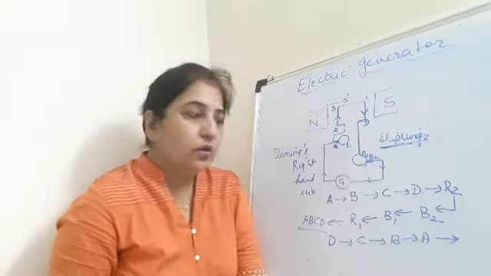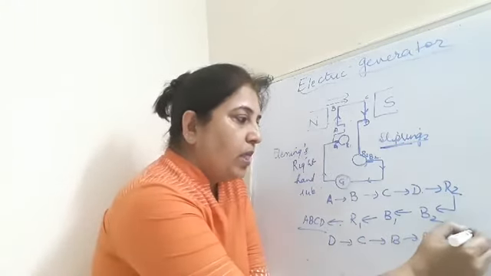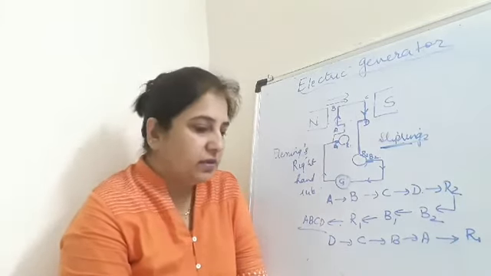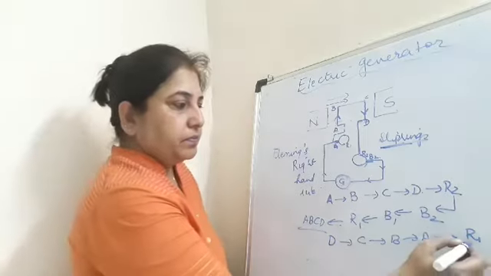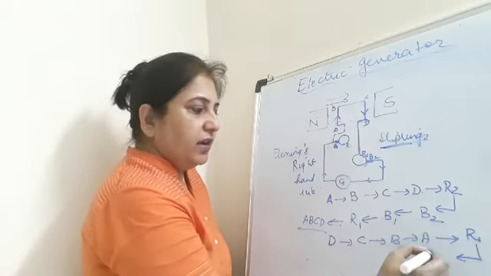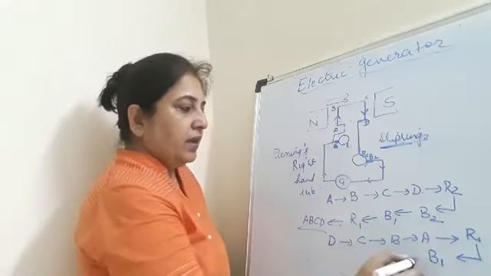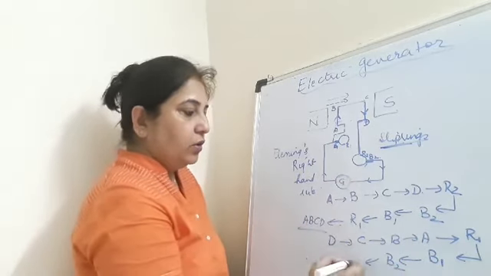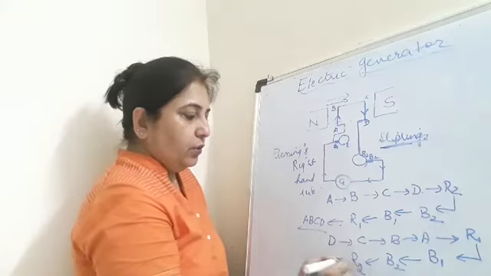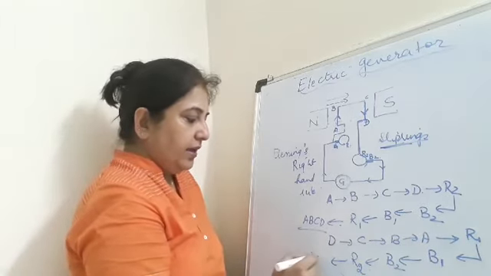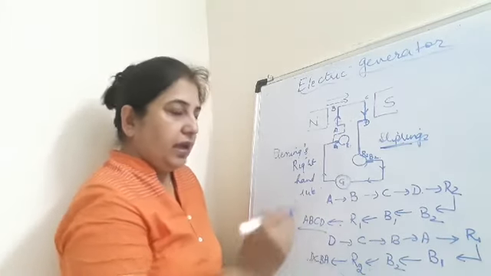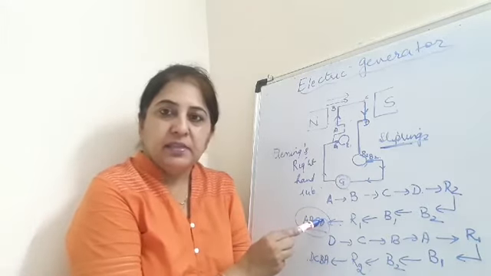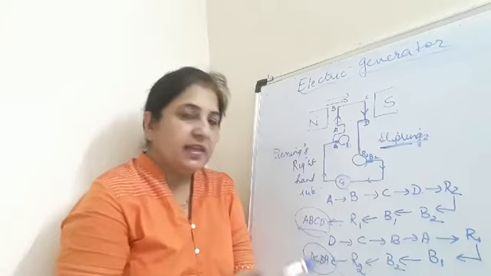Then the current goes to R1. What is R1? R1 is ring 1. Then after R1 it will go to B1. Then it will go to B2. Then it will go to R2, and then back to D, C, B, A. Now this is happening in the first half, A, B, C, D, and this is happening in the second half.